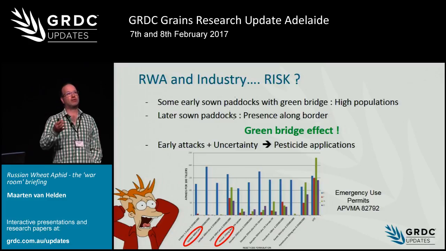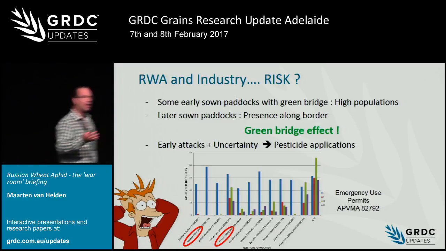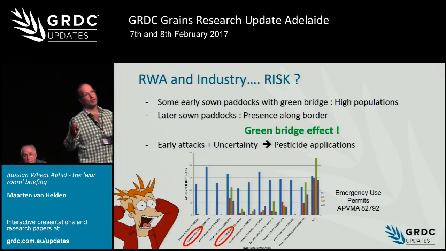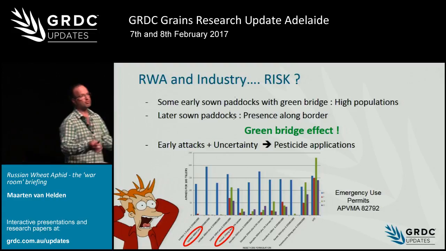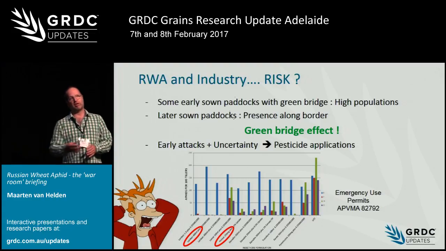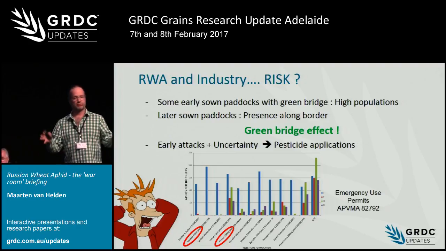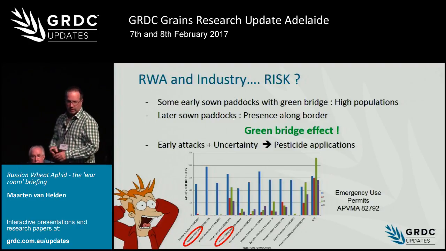What we saw is that it often occurred in high populations in early sown crops, and we think now that it was actually a green bridge effect. So in these early sown paddocks, direct drilling, volunteer cereals already growing there, probably the aphid was already there, and we just presented him with some nice young green shoots, and he was happy to go there. She was happy to go there. They're all females, sorry for that.